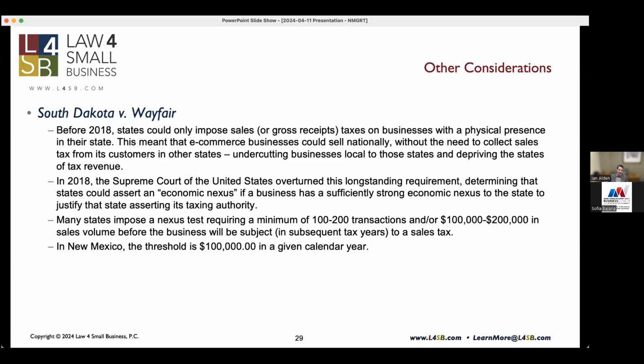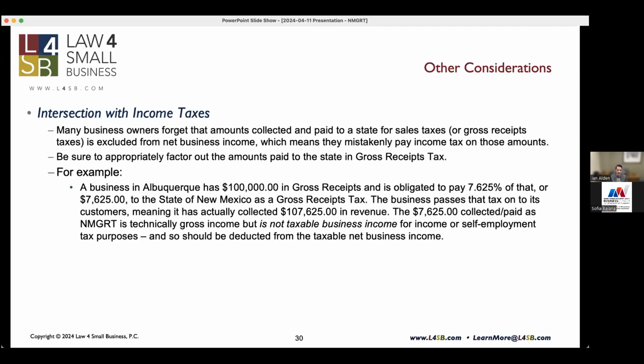And so in this global national digital age, this sort of thing matters. So just keep this in the back of your head. If you've got a lot of business you're doing in another state, you might have a sales tax obligation to that state as well. And finally, intersection with income taxes. A lot of people mistakenly pay income tax on money that they already paid to the state in the form of gross receipts taxes. You do not need to do that.